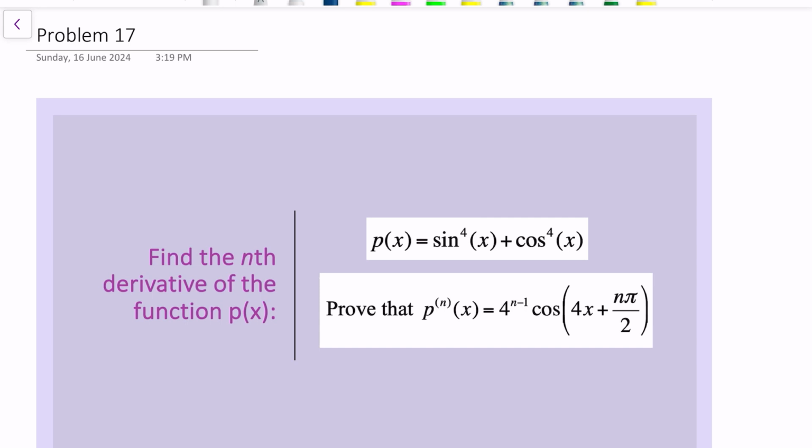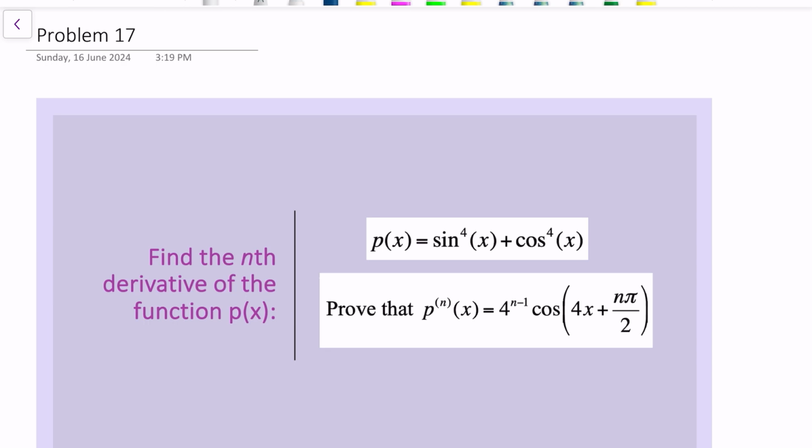Okay, so this problem requires us to find the nth derivative of this function p of x. And I just want to put it straight out there and say that if you're proving something to do with natural numbers, there is this process called mathematical induction. This video is not going to cover that.